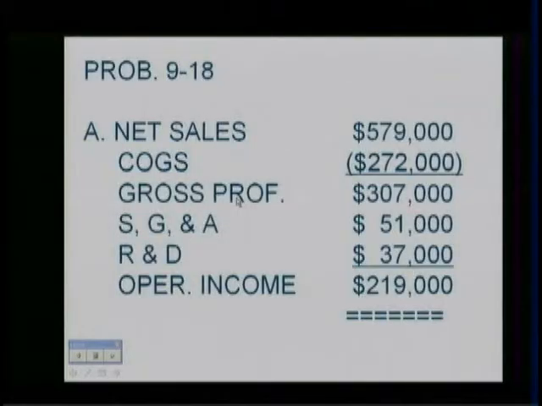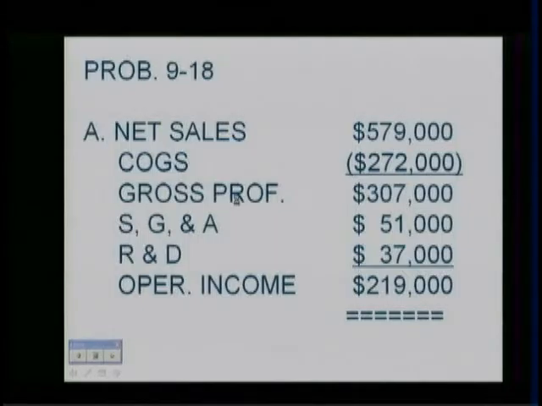What you have is a company that has a bunch of information there in the purple box, and they first ask you to calculate operating income. Well, if you think back about your income statement, you're going to start with sales. You're going to subtract out cost of goods sold. You're going to get gross profit. You're going to subtract out then your selling, general, and administrative expenses and your R&D expenses. That will give you operating income.